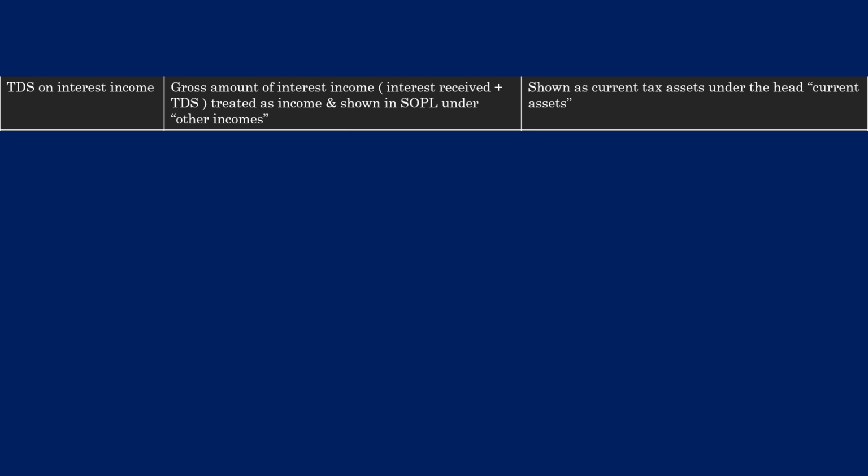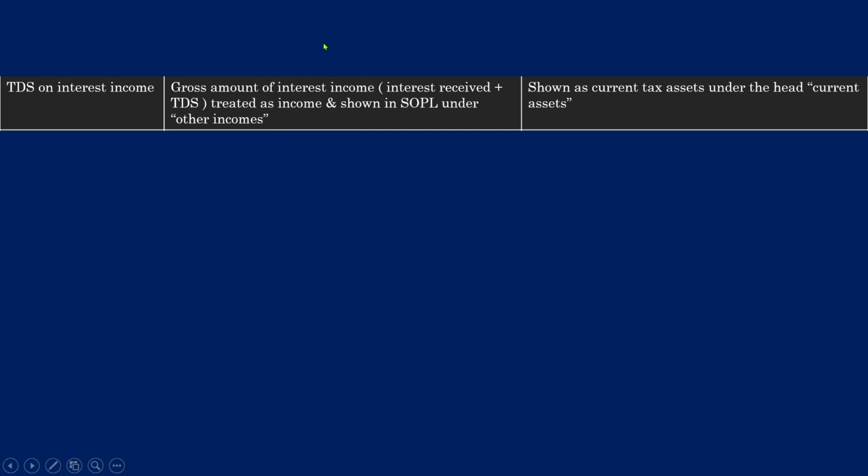So tax deducted at source, or we can simply say the amount of income shown in it should be shown in the statement of profit and loss. The gross amount of interest income is treated as an income shown in the statement of profit and loss under other incomes. One more thing, it will be directly given in the question. So you need not worry about how you have to compute TDS. It is an income item, it should be shown in the statement of profit and loss under other incomes. There are certain heads.